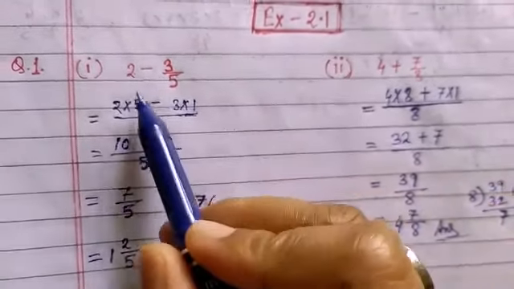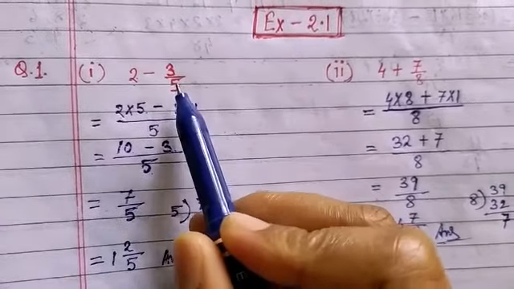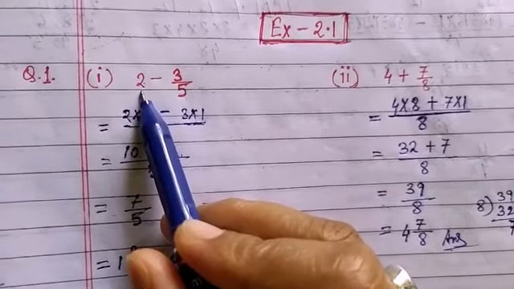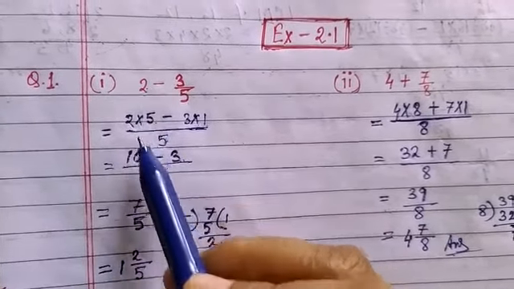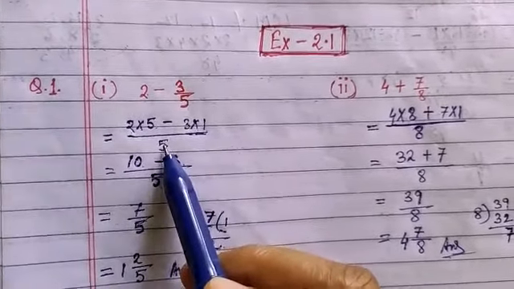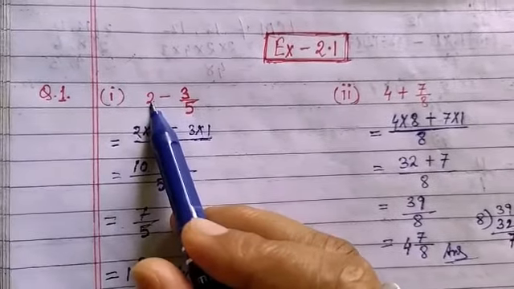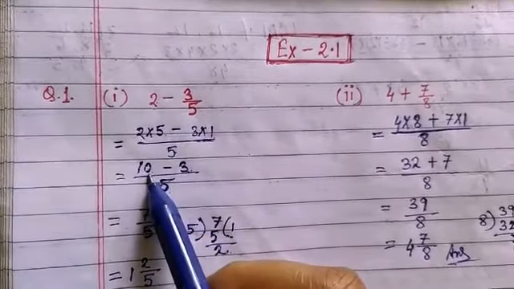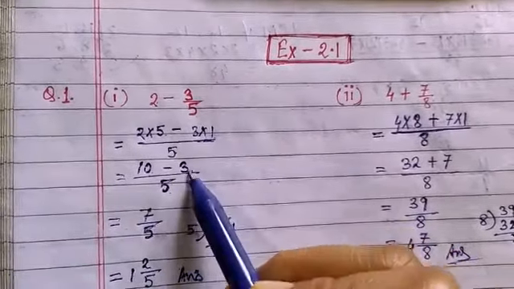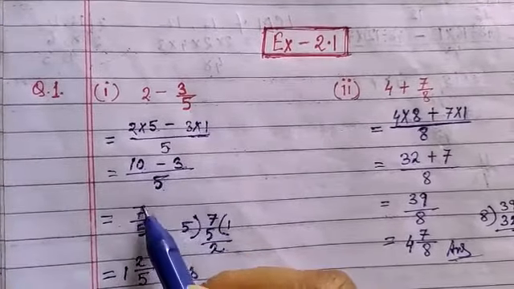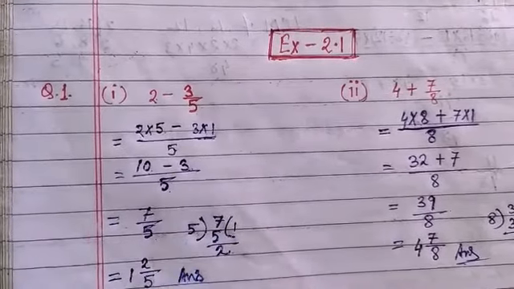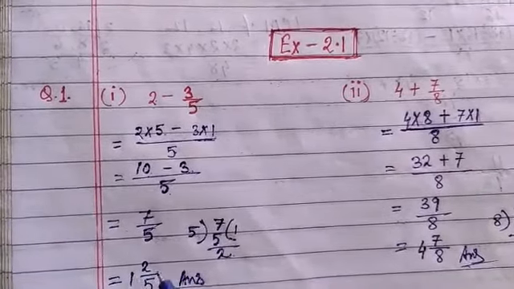First sum, 2 minus 3 by 5. Here in the second fraction the denominator is 5, and in the first fraction no denominator is given, so 1 will be taken. That's why the LCM of 1 and 5 is 5. This 5 will be directly multiplied with 2, that means 5 2s are 10. Here 5 1s are 5, then 3 into 1 is 3. Then simple subtraction, 10 minus 3 by 5, that means 7 by 5. Then it is converted into a mixed fraction, 1 whole 2 by 5.